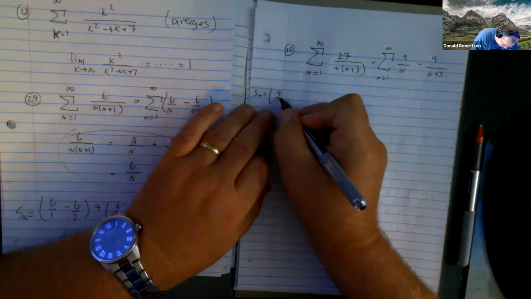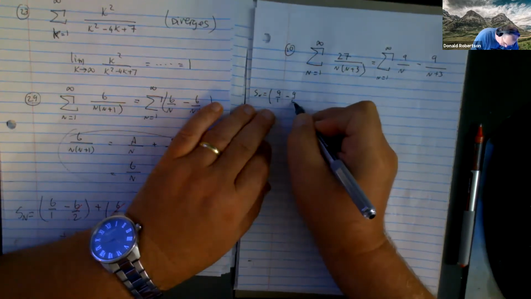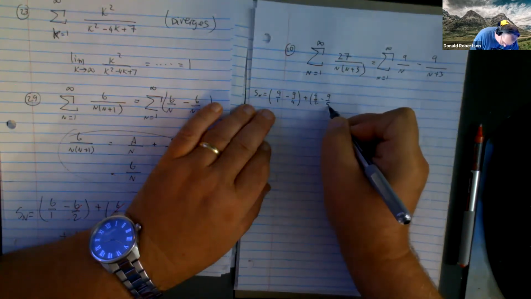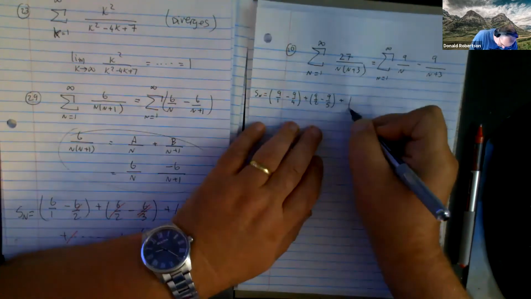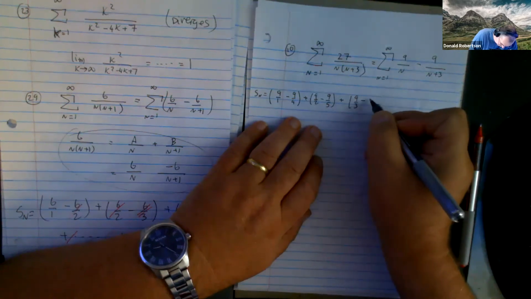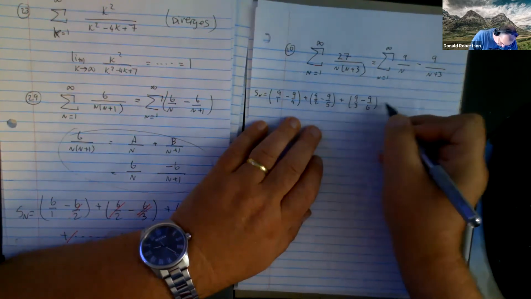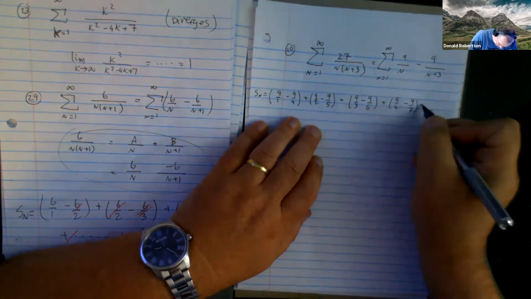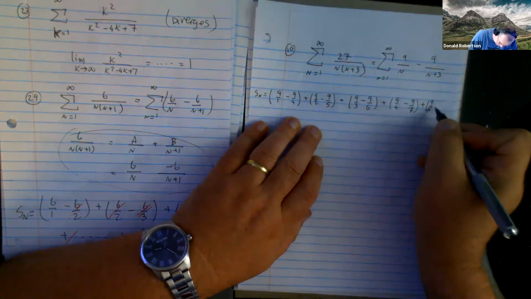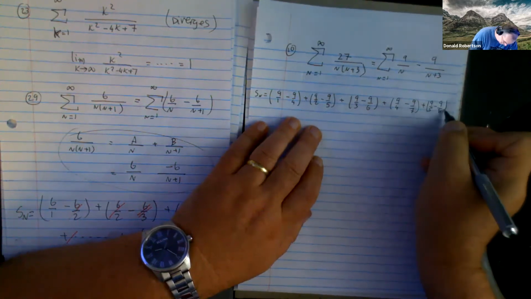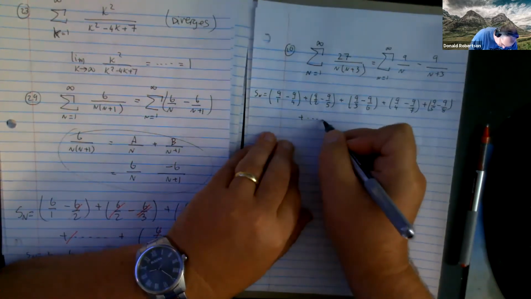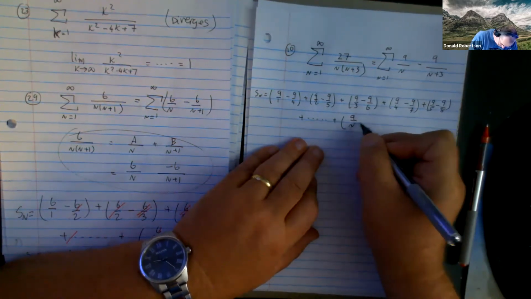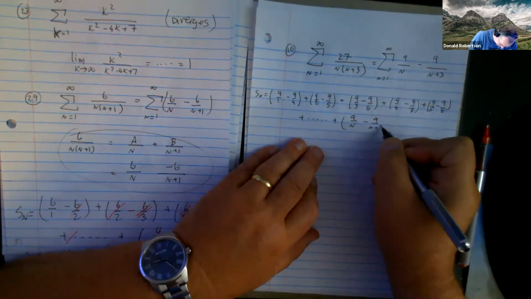You get 9 over 1, take away 9 quarters. Then you get 9 over 2, take away 9 fifths. Then you get 9 over 3, take away 9 sixths. Then you get 9 over 4, take away 9 sevenths. And I'm putting one more in. You get 9 over 5, take away 9 over 8. And then you can finish with the general last term.